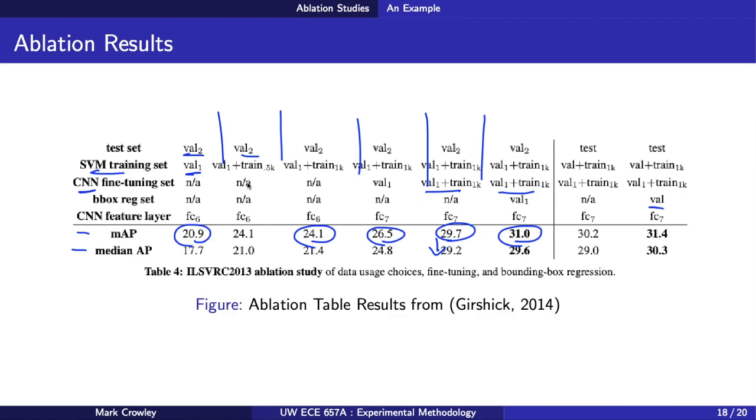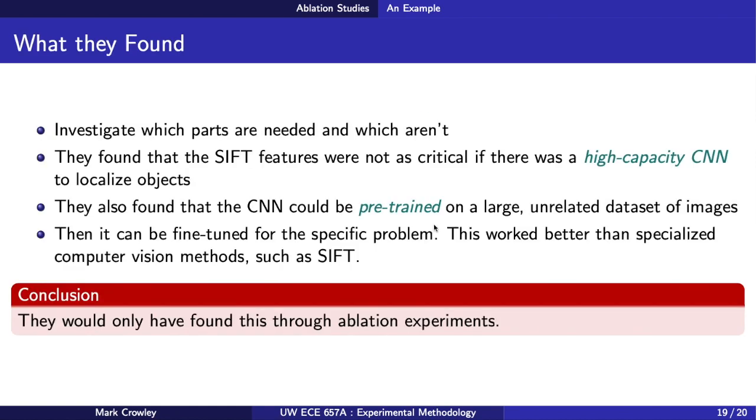by the first paper with SIFT and SVM weren't as useful. So they had a training set in here where they don't use that, and they only start with some other data set, and it performed even better. So one of the things they discovered by doing this ablation approach is that a high capacity convolutional neural network is sufficient for this to do better. So they could just skip this feature altogether and go straight to these.